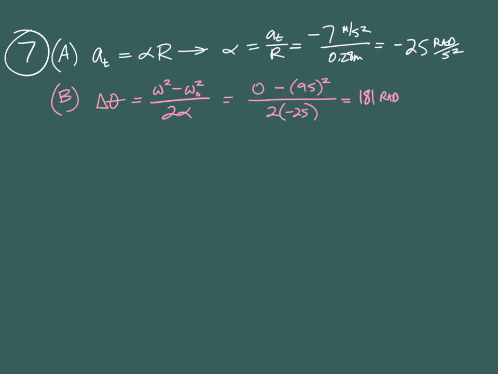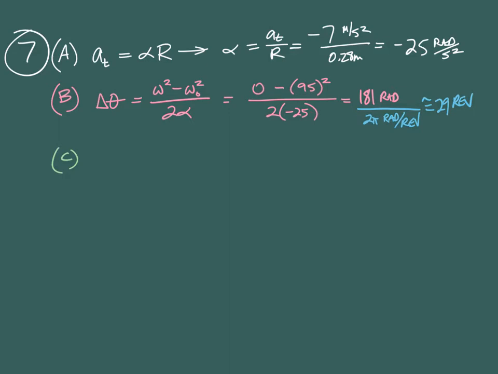Well, it wants revs, so if I divide by 2 pi radians per rev, then I'll get roughly 29 revs. It's 28.7, but close enough. So this is just rotational kinematics, really. We throw in a little bit of rotational dynamics, like with the friction thing and torque a minute ago.